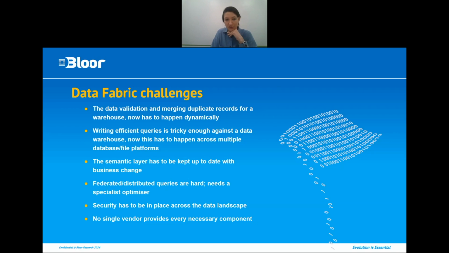That's a long list of challenges indeed. I'd be curious to hear, Steve, what's your observation? How do customers actually tackle these challenges?